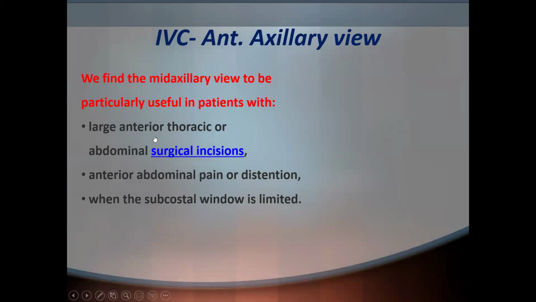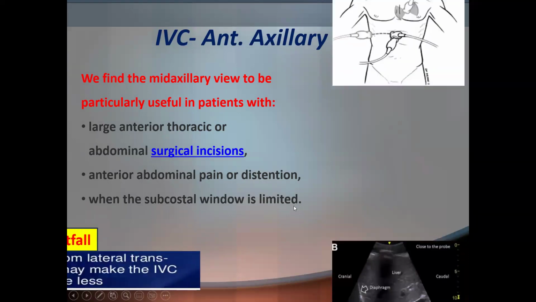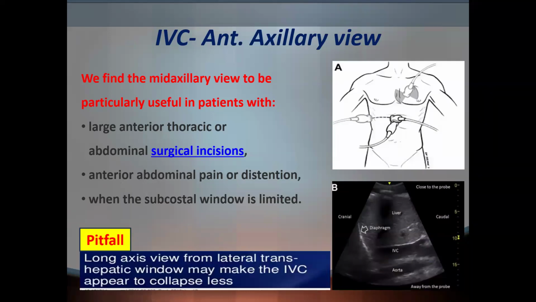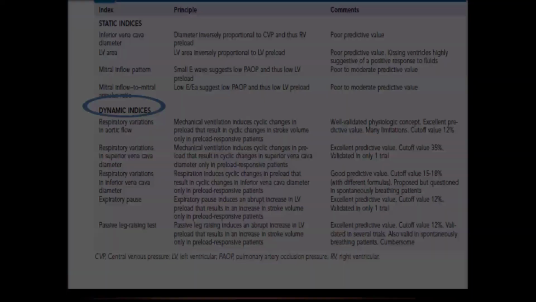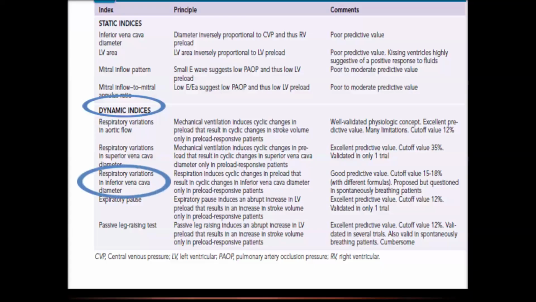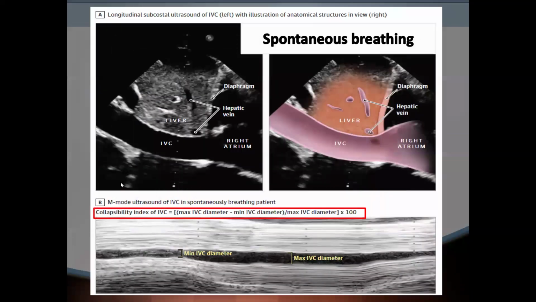If the patient has large anterior thoracic or abdominal surgical indices during the post-operative thoracic or post-CABG period, anterior abdominal pain or distension, the subcostal view is limited, as in an obese patient. What we are measuring here as a dynamic index is the respiratory variation of the inferior vena cava.